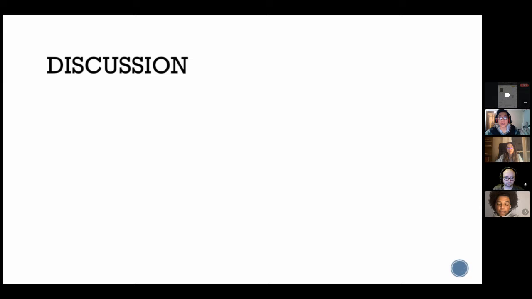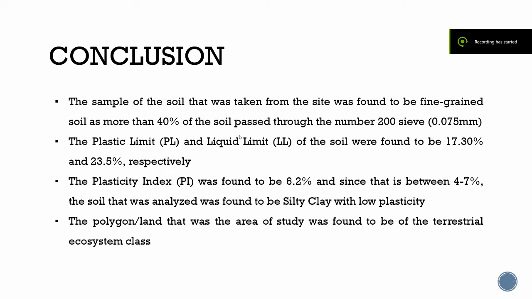That's it. And now our conclusion. The sample of the soil that was taken from the site was found to be fine-grained soil, as more than 40% of the soil passed through the number 200 sieve, or the 0.075 millimeter sieve. The plastic limit and the liquid limit of the soil were found to be 17.3% and 23.5% respectively. The plasticity index was found to be 6.2%, and that falls between the 4 to 7% range, so the soil was classified as a silty clay with low plasticity.